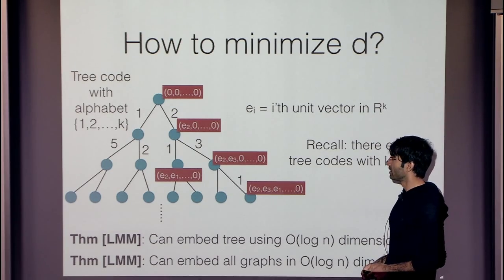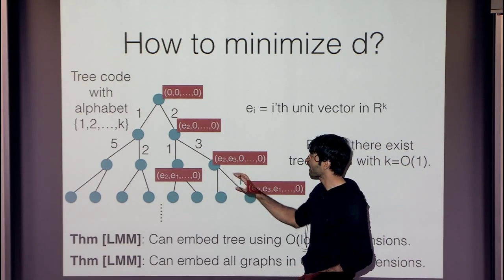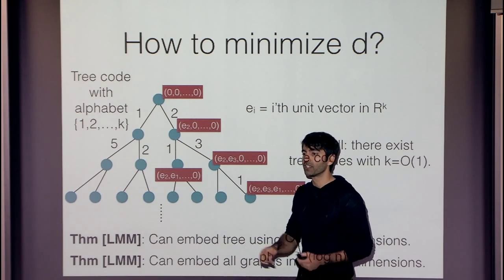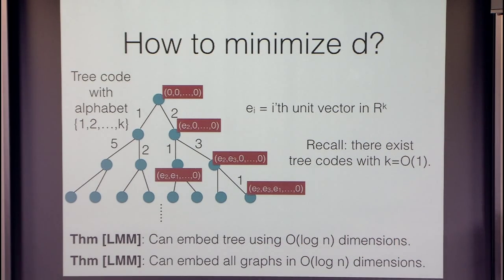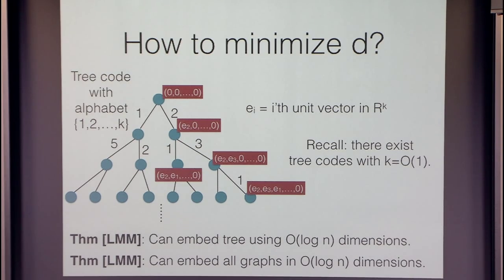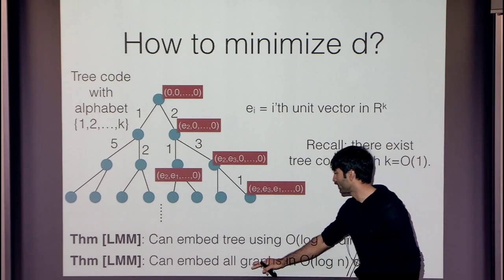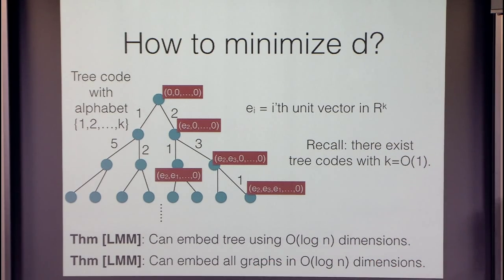Yes. So for the distance of the tree code, the fact that sometimes the labels are equal will give an error in the relationship between the distance in L1 and the distance in the graphs. This error is necessary, I can show. But this idea was actually used by Lee, Mendel, and Naor to show how to handle all graphs, oh, I meant trees. You can actually handle all trees in log n dimensions.